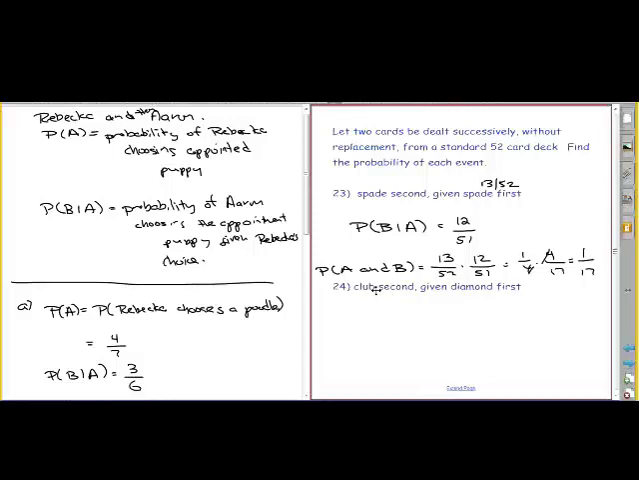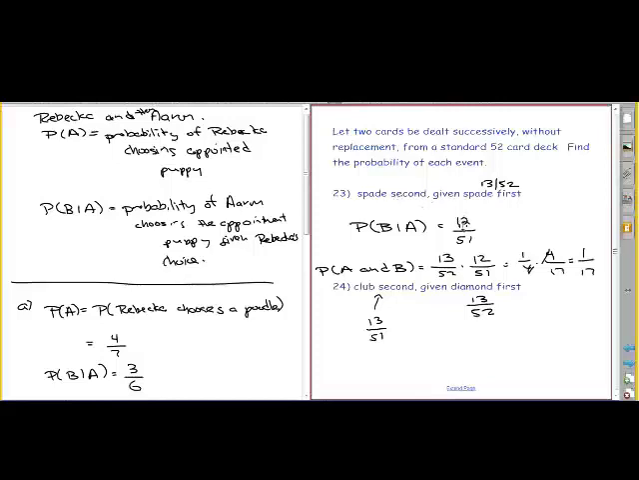So the second one says, what's the probability of getting a club the second time given that you've chosen a diamond the first time? Well, the probability of picking a diamond is 13 out of 52. So that's the probability of event A happening. The probability of picking a club second, well, by picking a diamond, I don't reduce the number of clubs.